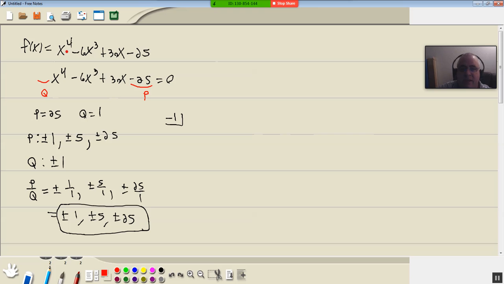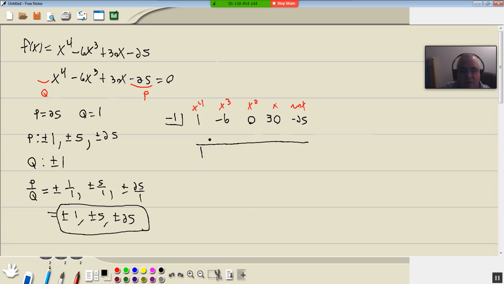Now our largest power is x to the fourth. Remember, we need an x to the fourth, an x to the third, an x squared, an x, and a no x. The number in front of our x to the fourth is 1. Before the x to the third is negative 6. Before the x squared, there is no x squared, so that's 0. The number in front of our x is 30. The number at the end is negative 25.